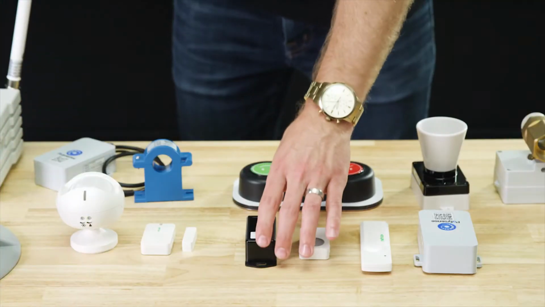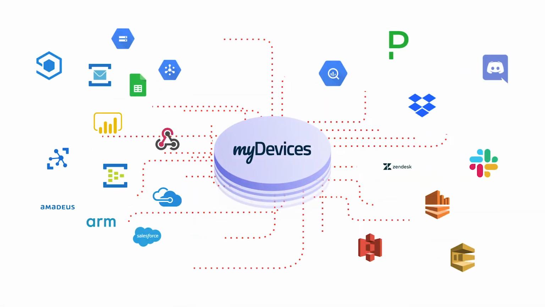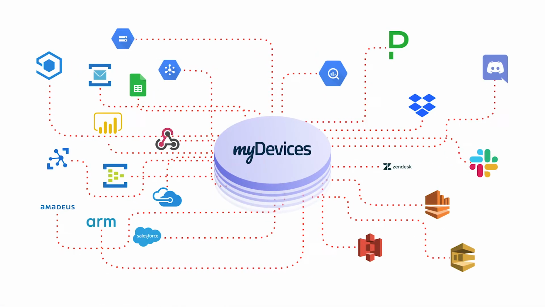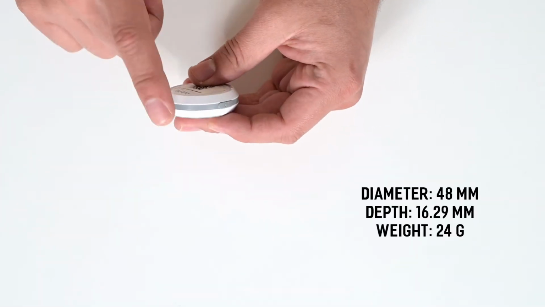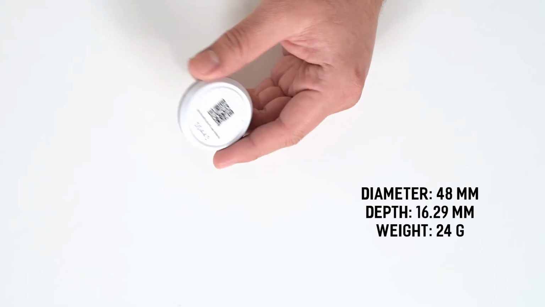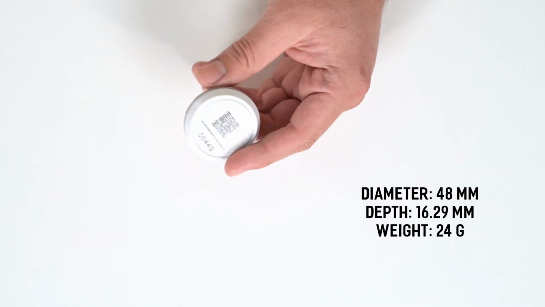Included in this package is your H2A indoor beacon. Like with all of our devices, you simply scan the QR code to begin using the device on any IoT platform. The data types for this device include emergency and location. The device has a diameter of 48 millimeters, a depth of 16.29 millimeters, and weighs approximately 24 grams.